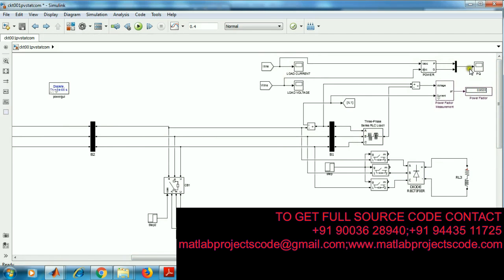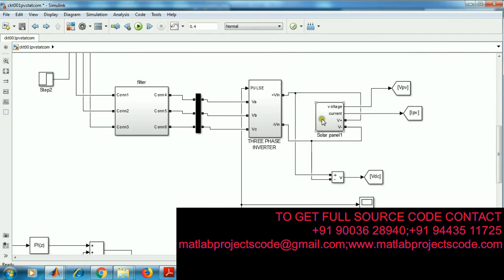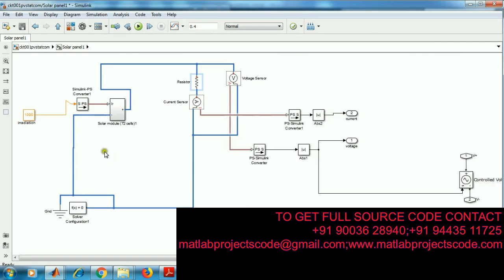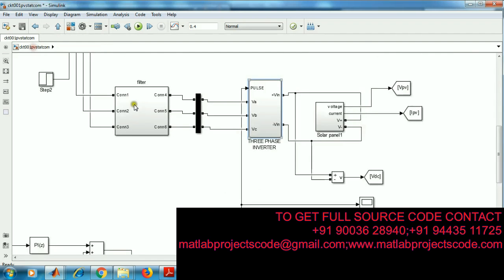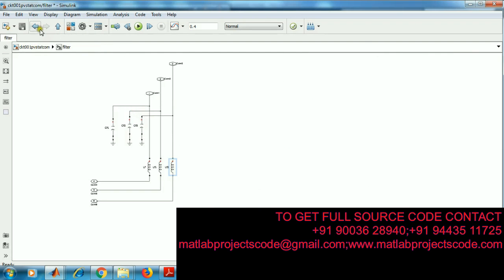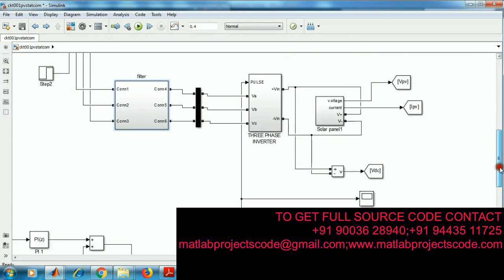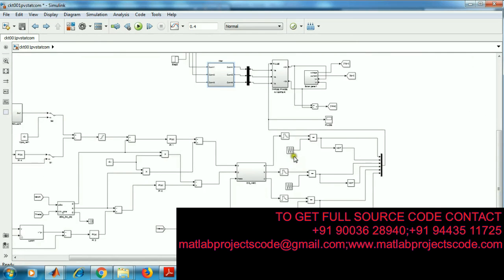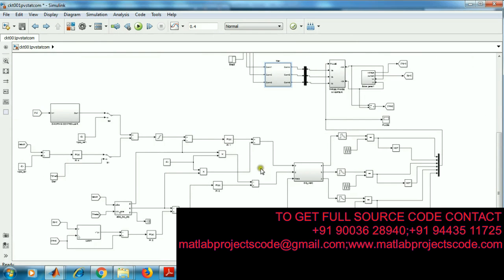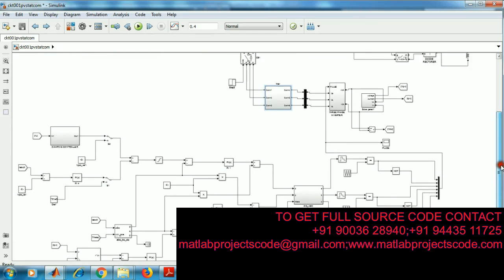These are all scopes. This is the solar panel. This is the solar panel design. This is the three-phase inverter. This is the filter. And these are the control techniques. This is for concentration.